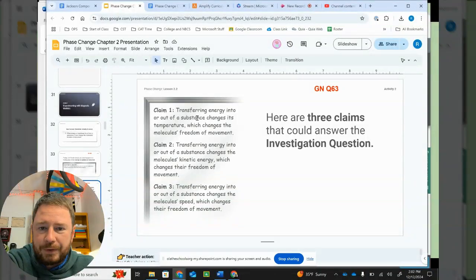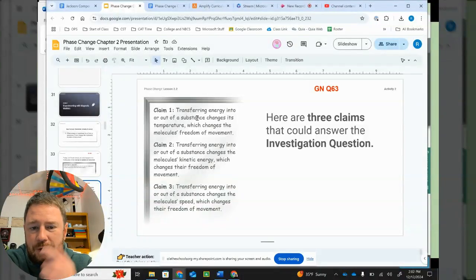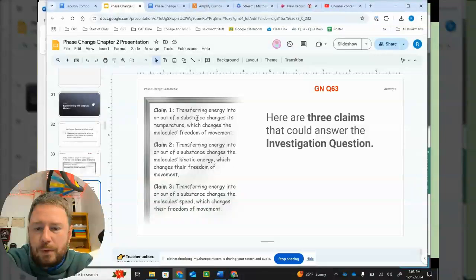So, claim number 1 says transferring energy into or out of a substance changes its temperature, which changes the molecule's freedom of movement. Claim number 2, transferring energy into or out of a substance changes the molecule's kinetic energy, which changes their freedom of movement. Claim number 3, transferring energy into or out of a substance changes the molecule's speed, which changes their freedom of movement. Which of these three do you think is correct?